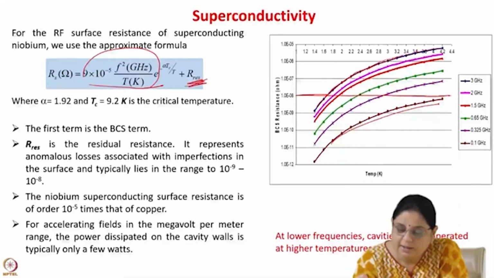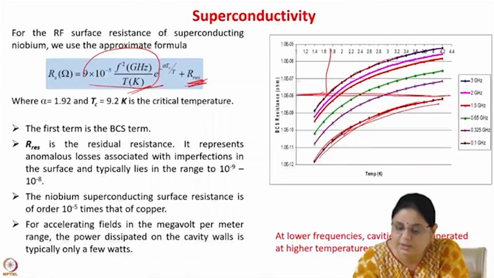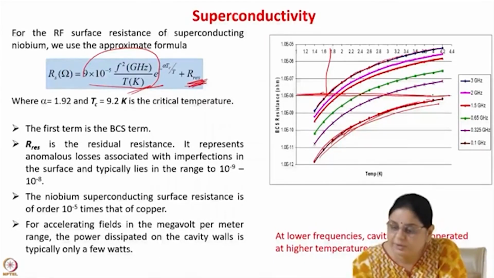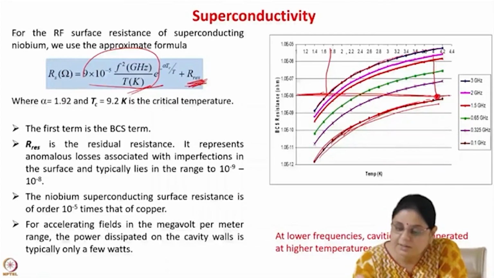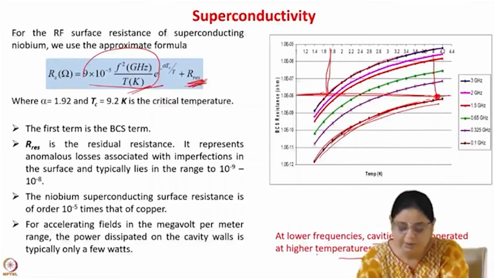So for high frequency operation, you get lower values of the BCS resistance at lower temperatures. Typically at high frequencies you operate at lower temperatures, whereas for low frequency operation, the RBCS is already lower than the R residual, so you can operate at higher temperatures. These are normally operated at lower frequencies, at 4K, whereas at higher frequencies the temperature of operation is 1.8 to 2K. So at lower frequencies, cavities can be operated at higher temperatures.